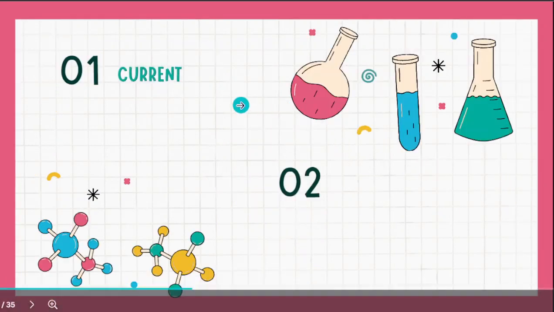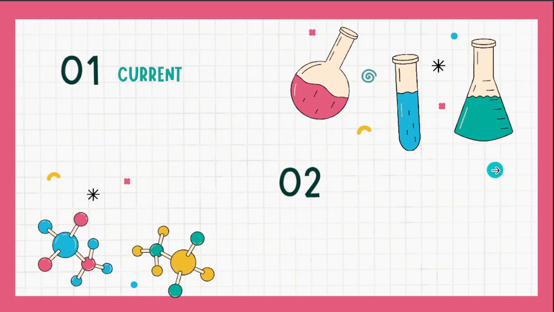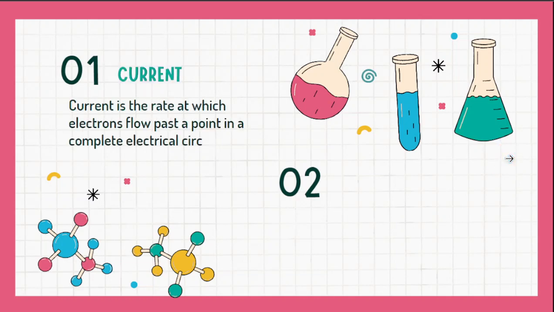Now what is basically current? We have seen the definition of Ohm's law, now let's see the definition of current. Current refers to the rate at which electrons flow past a point in a complete electrical circuit. Let me explain. Current is the rate at which electrons flow, like the speed at which a car moves on a road. Like that, the electrons flow on an electrical circuit, which acts as the path, and this is known as current.